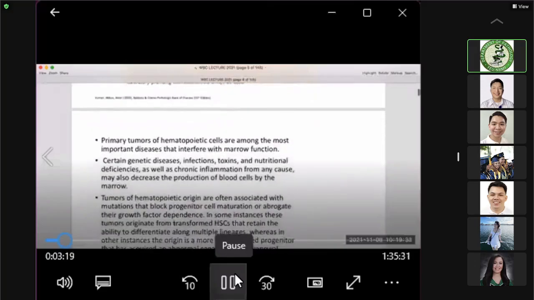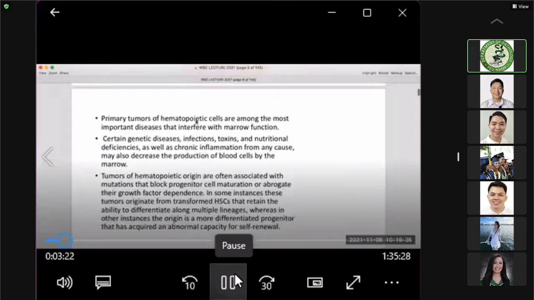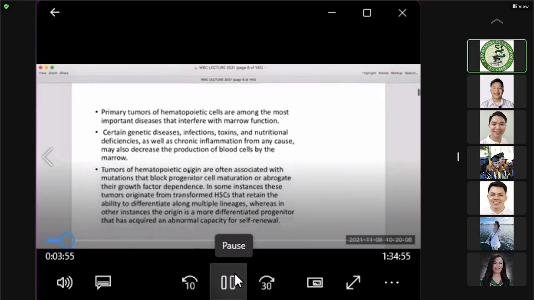So moving on, the primary tumors of the hematopoietic cells are among the most important diseases that will interfere with marrow function. So we can see that later. Certain genetic diseases or infections, as well as toxins, including nutritional deficiencies, as well as chronic inflammation, whatever the cause is, may also decrease the production of blood cells by the marrow. So we can observe in different conditions that there are changes in the number of the different blood cells.